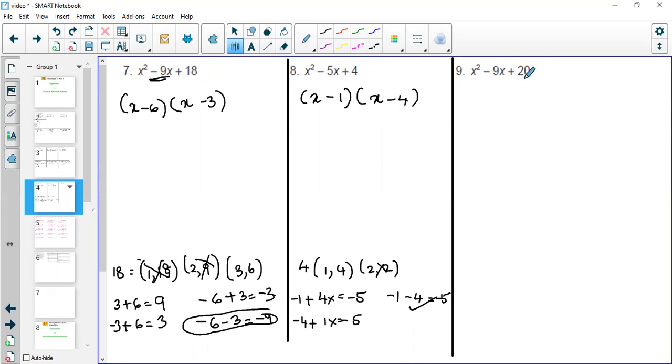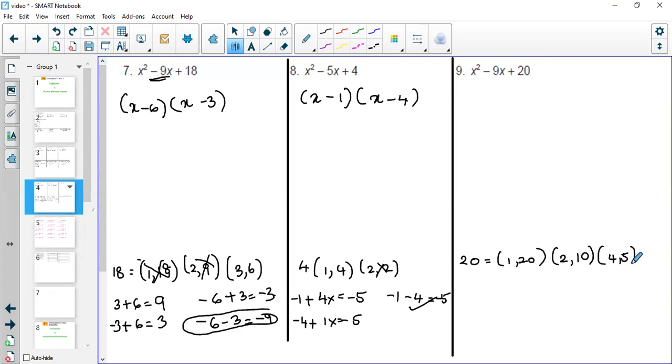Right, so for the next question here again, you're going to find the factors of 20, which would give you a negative 9. So the first step is to find the factors of 20. So the factors of 20 are 1 and 20, 2 and 10, 4 and 5, and that's it, because 5 and 4 gets repeated. So that means it's going to be 4 and 5.